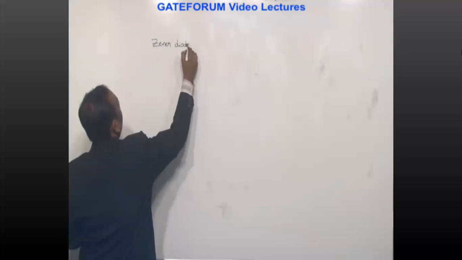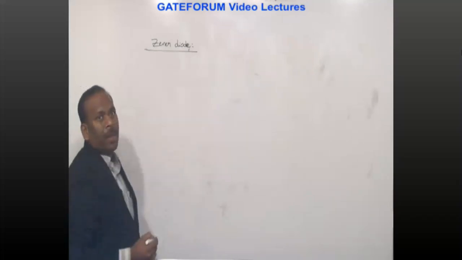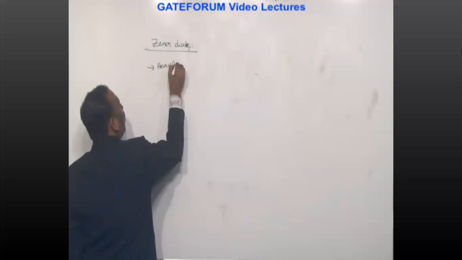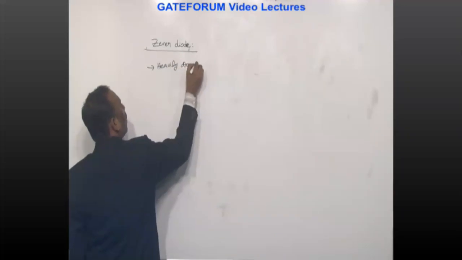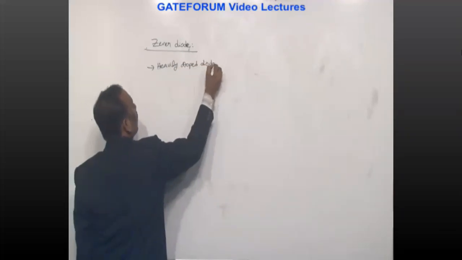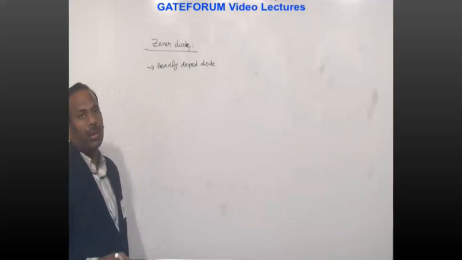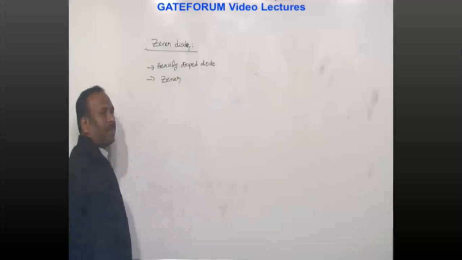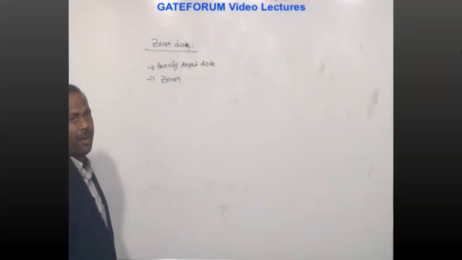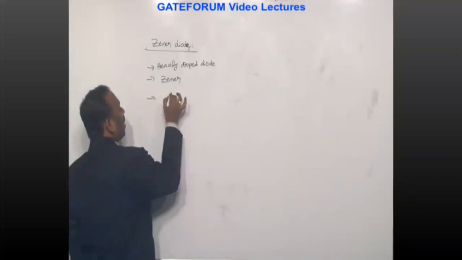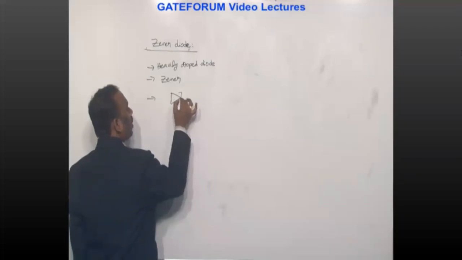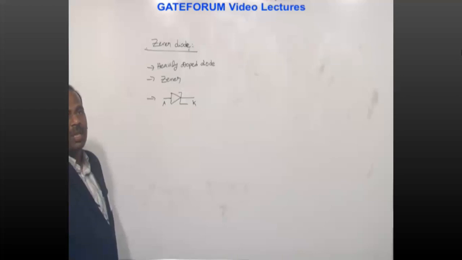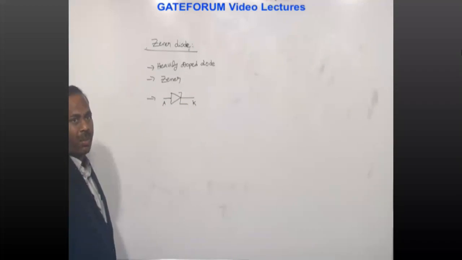Zener diode. This is a heavily doped diode. It was invented by the scientist Zener, hence it is called Zener diode. The symbol of the Zener diode is like this. It is also a two-terminal semiconductor device, similar to a PN junction.